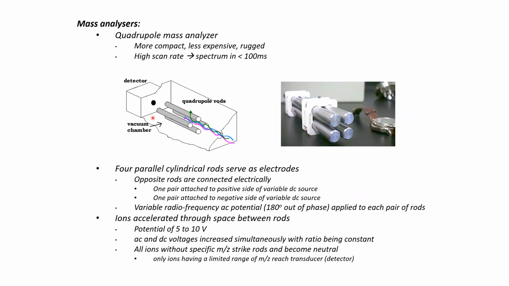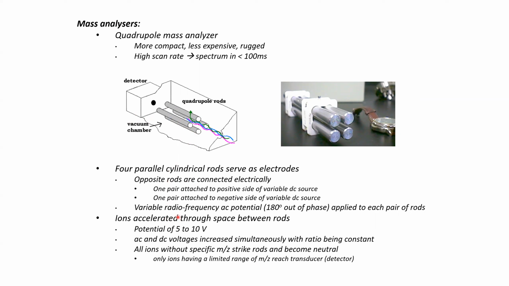Quadrupole mass analyzers then, so these are quite common now. They're more compact, less expensive, and quite rugged. They have a high scan rate, which gives us a spectrum in about 100 milliseconds. What we have here are 4 cylindrical rods that serve as electrodes. One pair is attached to the positive side of a variable DC source, typically opposite each other, and the other pair is on the negative side of a variable DC source.